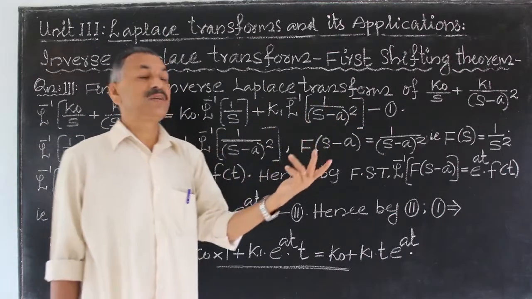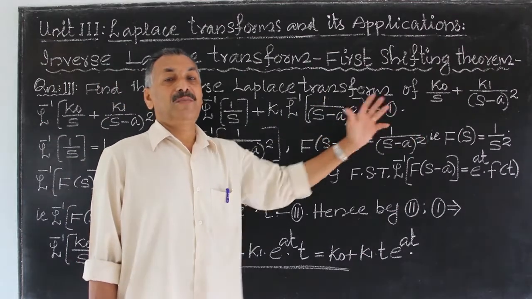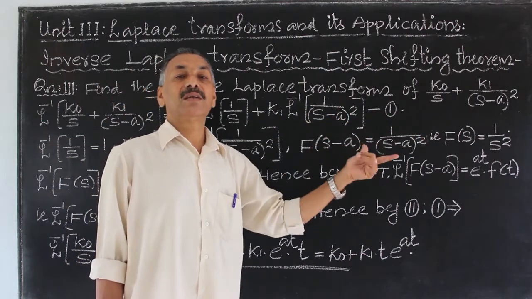1 divided by (s minus a) square means f of s equals 1 divided by s square. The inverse of 1 by s square is t. Then the inverse of 1 divided by (s minus a) square is e raised to a into t.